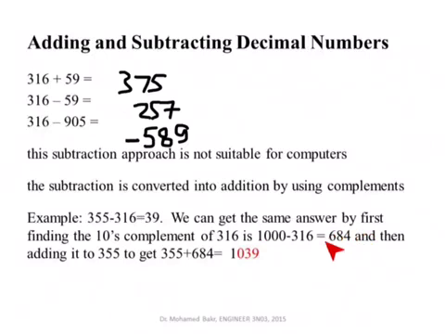What is this 684? It's 1000 minus 316. This 1000 is really 10 to the power 3. Because I have here 3 digits. So I created what I call here tens complement of 316. So 684 is the tens complement of 316 if we are considering only 3 digits.